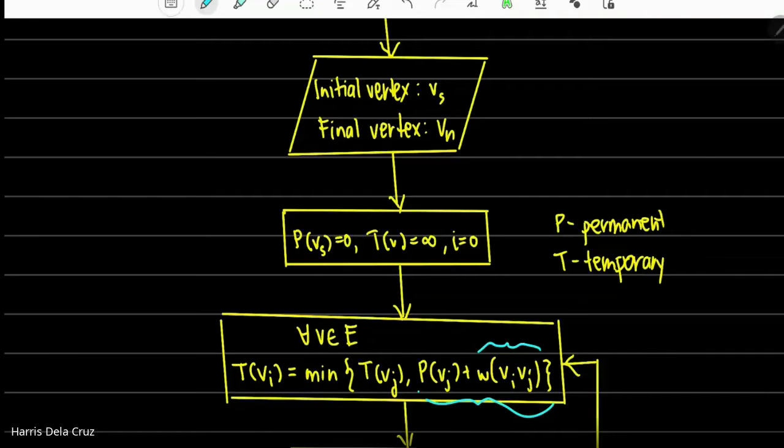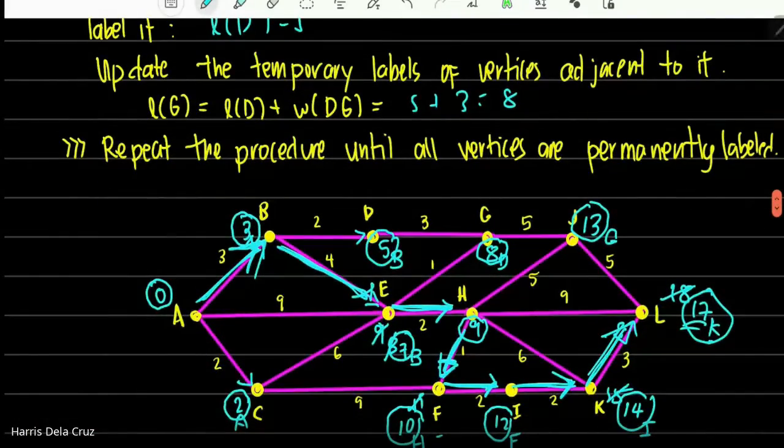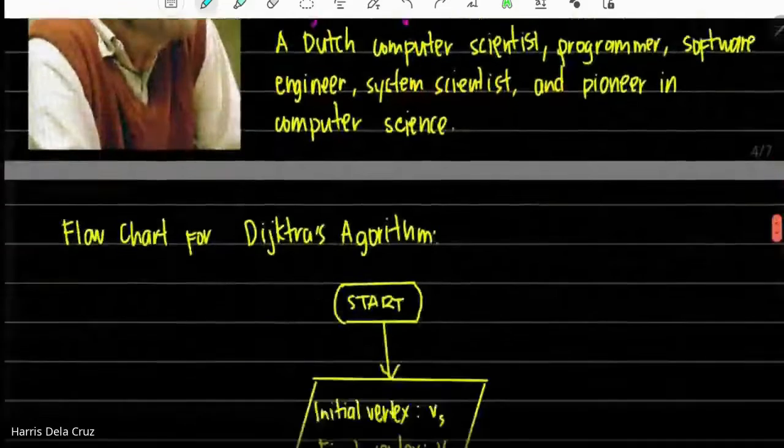So, yun yung ginawa natin kanina. From A, kinuha natin yung mga adjacent. Tama? So, mga adjacent dito, yung B, yung E, yung C. Nilabelan natin siya ng 3, 9, and 2 respectively. The rest, infinite, kasi unreachable from A. From A, hindi ka pwedeng pumunta agad kay D kasi wala namang edge papunta doon. Kaya unreachable. Okay? So, ganun yung mangyayari.